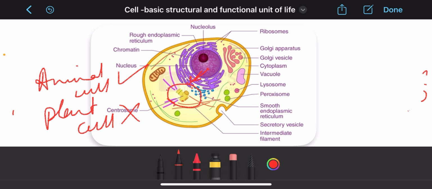Now, the centrosome is responsible for initiating and regulating cell division, and it is responsible for the formation of spindle fibers with the help of asters. These asters are very important for cell division.